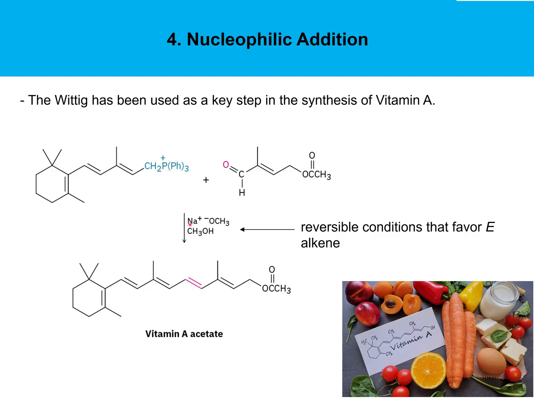Under reversible conditions, meaning with a protic solvent, we can allow the E isomer to be favored. This Wittig reagent will react with the aldehyde to produce the double bond highlighted here in color. Again, because of the reversible conditions, we obtain the E isomer. If we didn't have these reversible conditions, we would obtain the Z isomer instead.